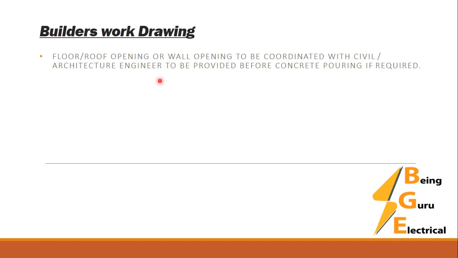Builder's work. The floor, roof opening or wall opening is to be coordinated with the civil architecture engineer and provided before concrete pouring if required. The engineer should check the builder's work drawing, so the engineers can know from it that there are openings in the wall or in the roof slab, so they can provide them before the concrete pouring activity. So this is for the builder's work. So this is all about the different types of drawings.